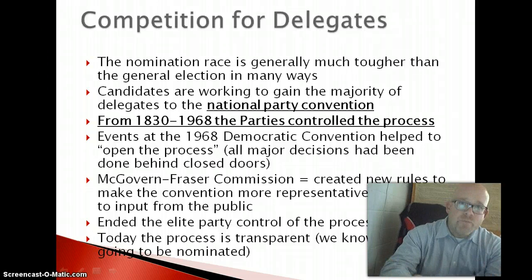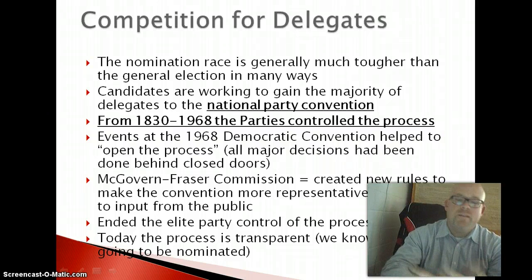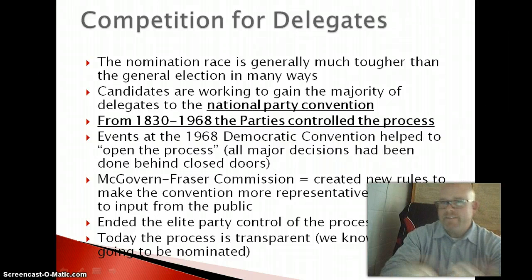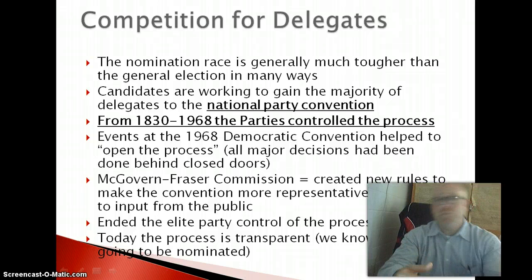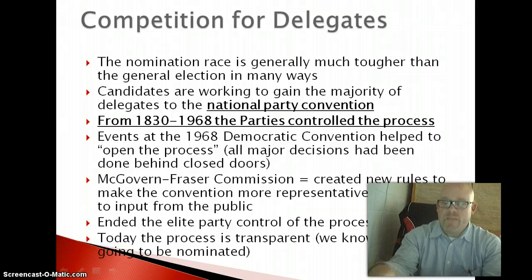It was going to take input from the public, and delegates were going to have more diversity. This combination, along with the traumatic events of the late 1960s, with Vietnam, draft riots, anti-war riots, and the civil rights movement, meant parties lost power and campaigns were changed forever. This ended the elite party control of this process. Today, it's more or less a transparent process where we know who's going to get nominated. We follow the race throughout the states, they tally the delegates, and we kind of know where everybody is. There aren't going to be any real surprises at the convention, which back in the day would sometimes happen.